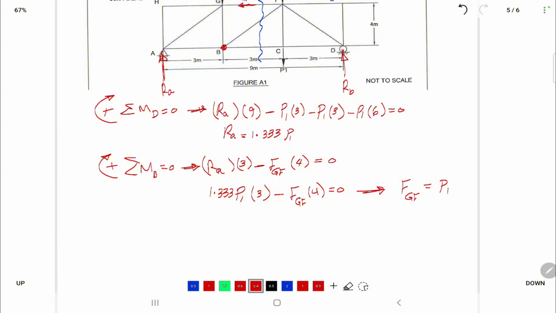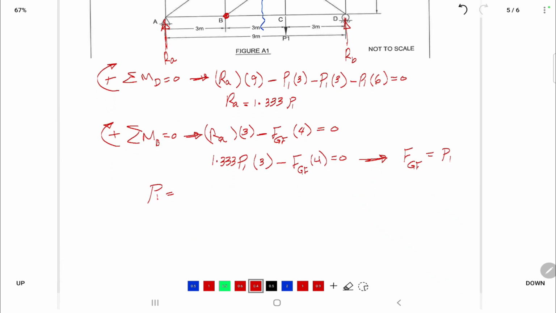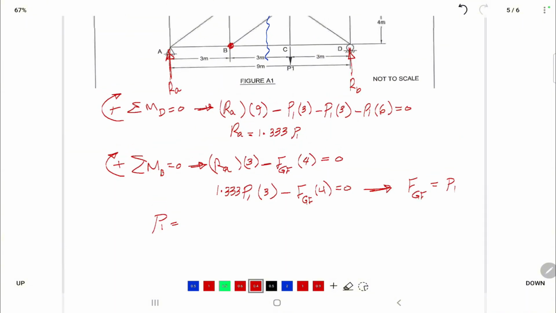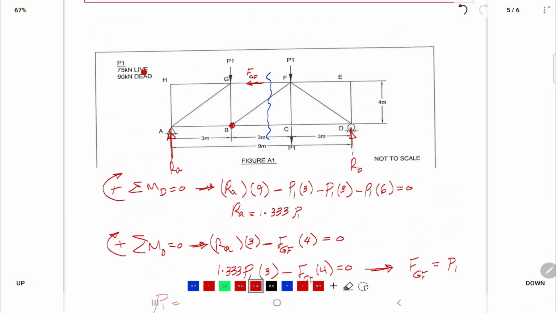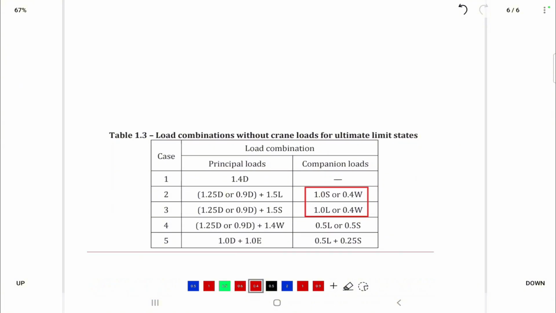So now, how to calculate P1? You see P1 in the figure, it is 75 kilonewton live plus 90 kilonewton dead. So these are the working loads. They must be multiplied by load magnification factors or load factors. So load factors I can get from here. For dead load, I'll multiply by 1.25 because I have only dead and live load, and live load multiplied by 1.5.